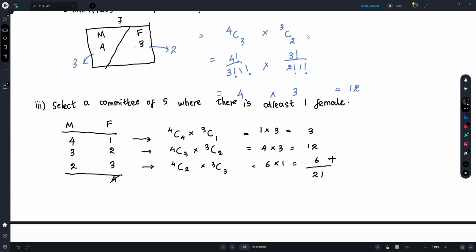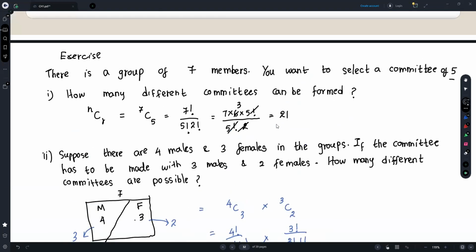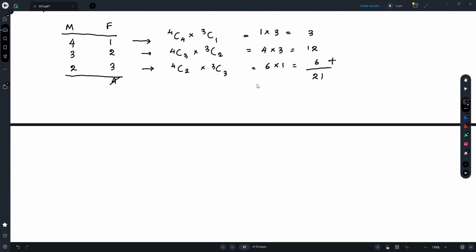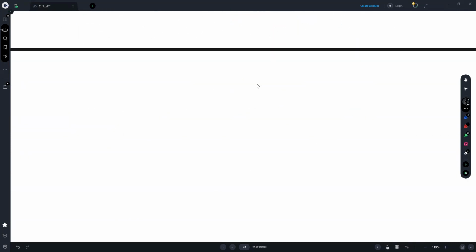So this is how you find it when you have restrictions like this. Okay, is it clear to all of you? All 3 parts of this question? Right? Okay, let's try another one, a very similar one. See whether you can answer this one.